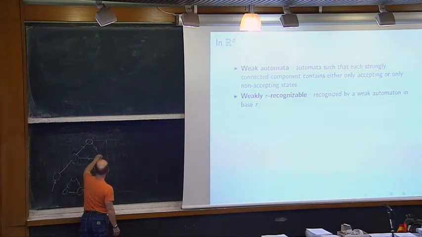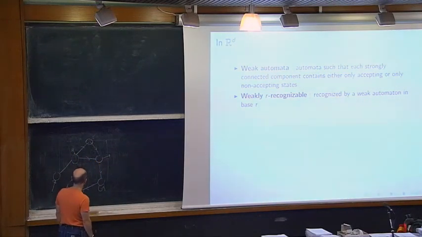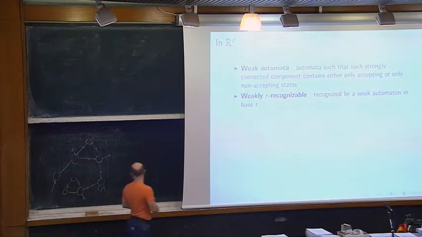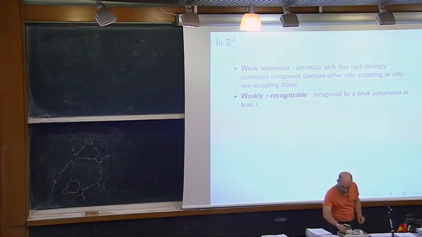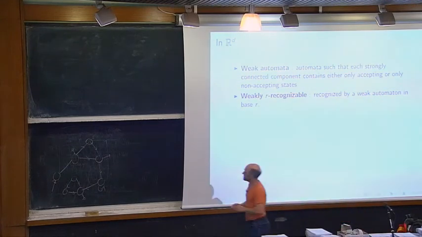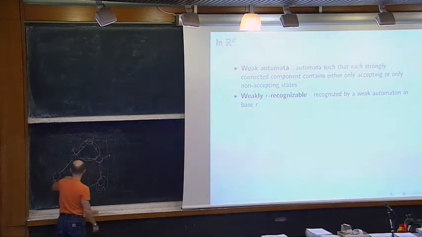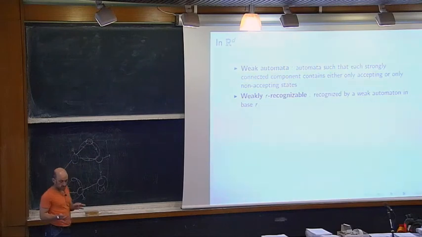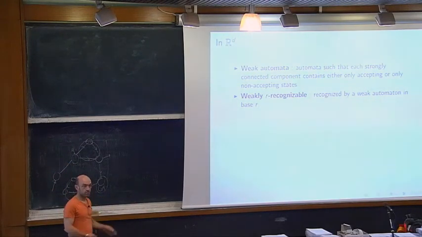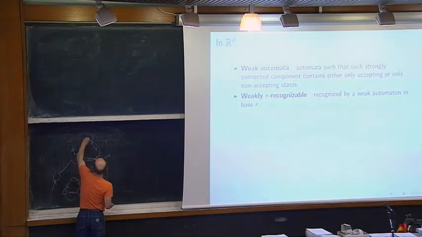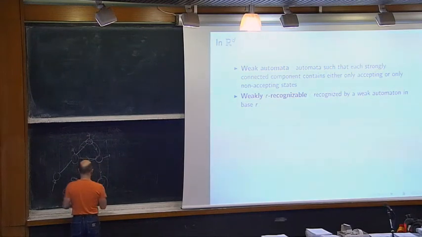Okay, you have something like that. So usually, when you have a Büchi automaton, you have accepting states. What they ask is that when you have a connected component, here you have three, this one, and this one, and this one, then the states are all either accepting or all rejecting, which means in this case that they should be like this, and that's okay.